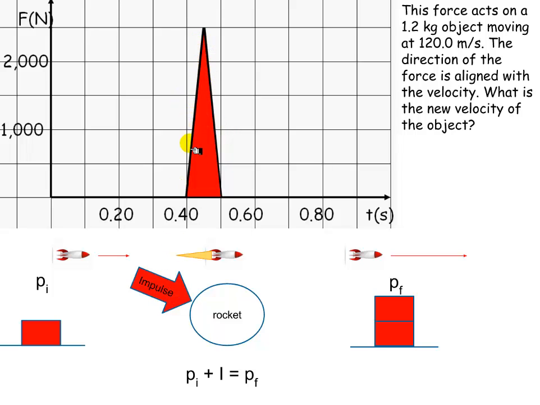the impulse? Well, the impulse is represented by the area under this triangle. So we have to calculate this impulse from that area. Because it's a triangle, we go base times height divided by 2. The base is 0.1 seconds, since this goes from 0.4 to 0.5, and the difference is 0.1. Times the height, which goes from 0 to 2,500. We divide that by 2 to get an impulse of 125 Newton seconds.